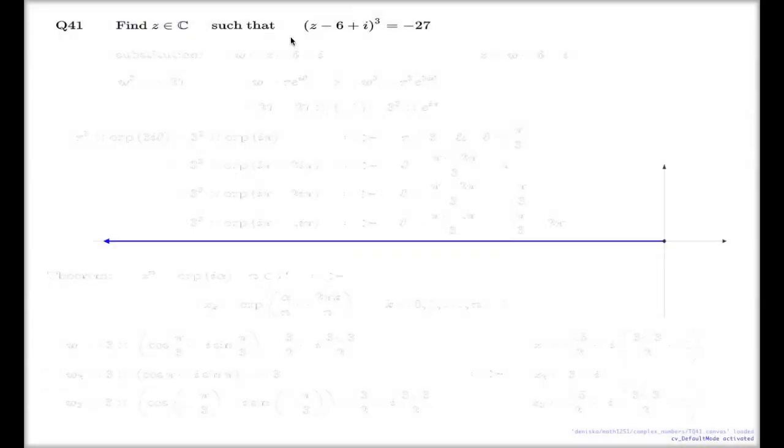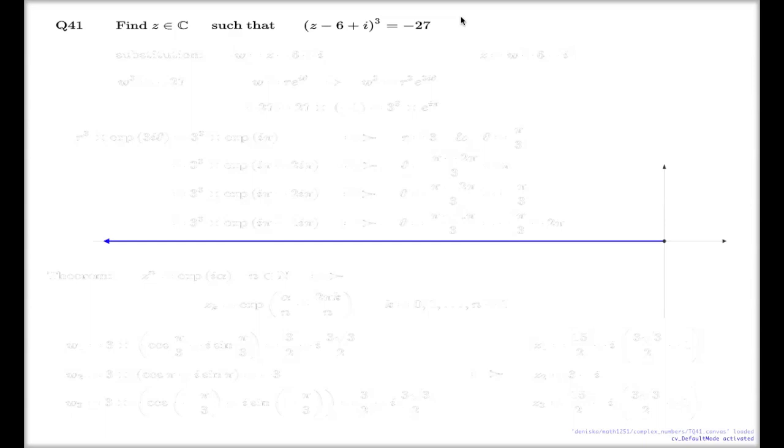That's exactly what the question says. It says find a complex number. In fact, the question says find all complex numbers such that they are the solution to this algebraic equation. We're going to discuss the solutions to algebraic equations in more detail later, but this particular one we can solve already with our knowledge of the trigonometric and exponential forms.